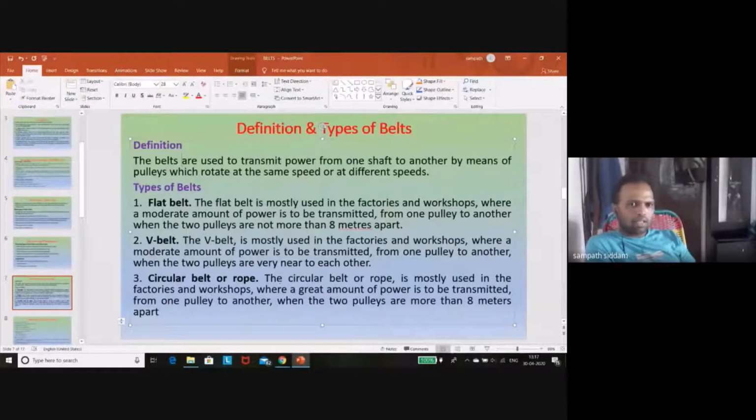The flat belt, open and cross belt, is part of your syllabus, and we will go through them one after another. There are a lot of derivations related to the open belt and cross belt: calculation of length, power transmission, velocity ratio. I will make a separate video for the derivations.